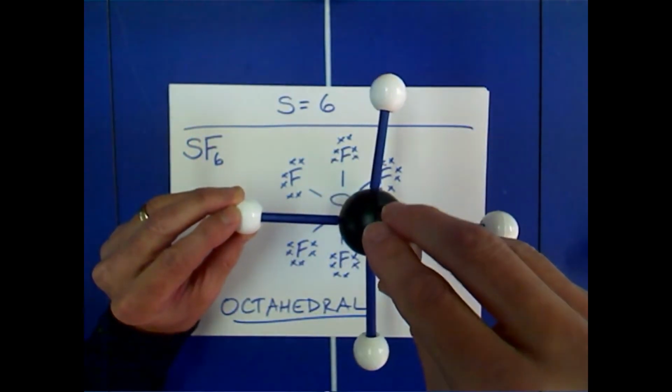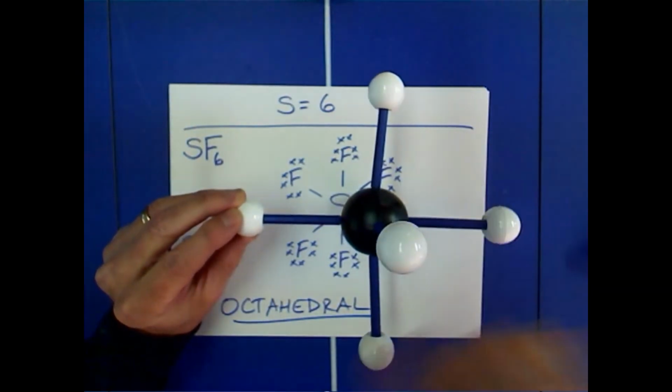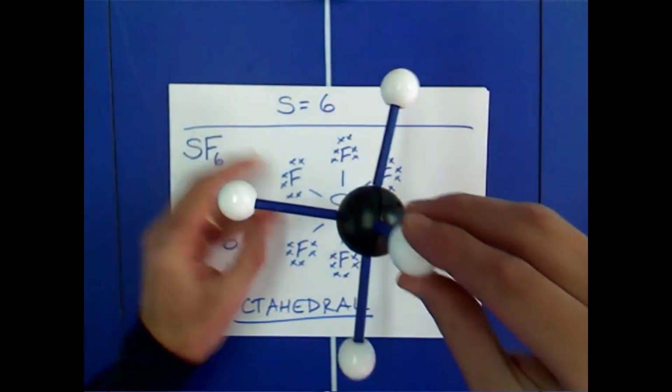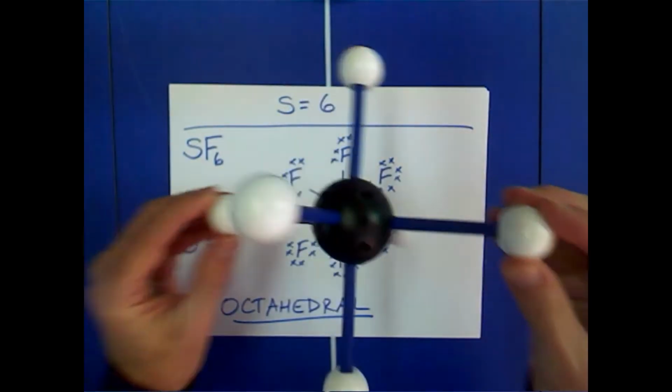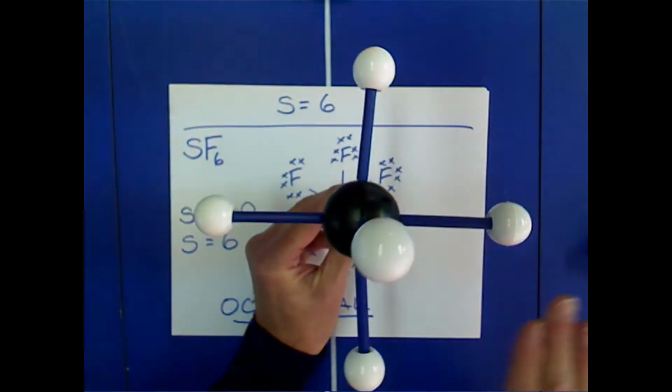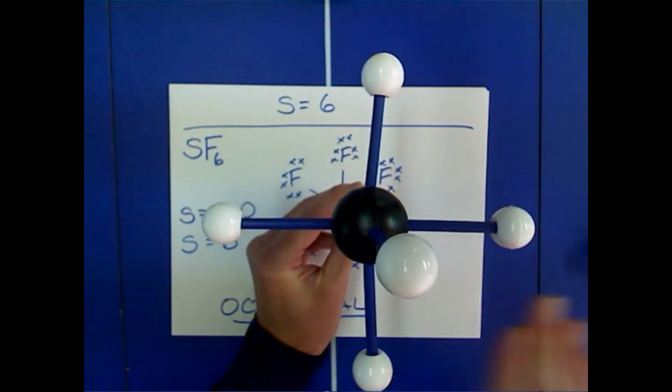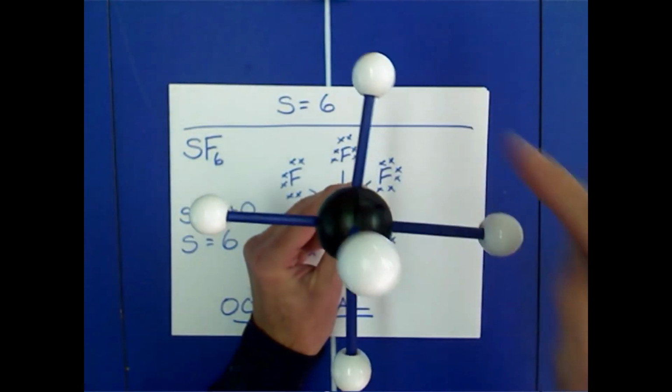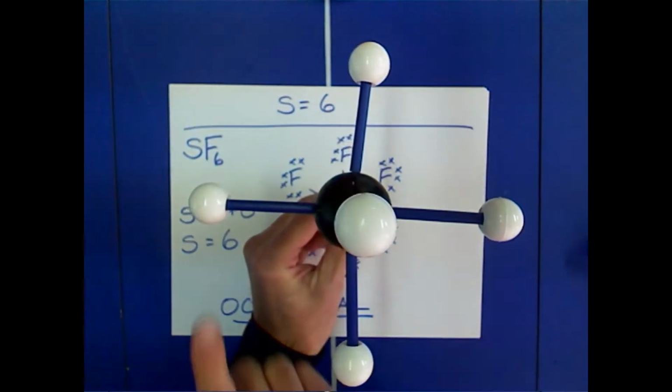There's what we'll call an axial atom, even though all positions are identical. We're just going to call this one axial, and the one down here on the bottom axial. I'm holding them in my hands. And then there's a plane of 4 atoms that cuts right through here. This atom, this atom, this atom, and this atom.